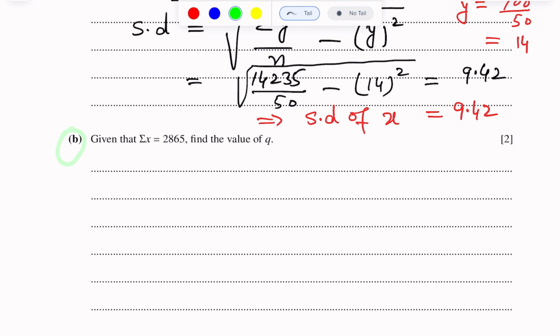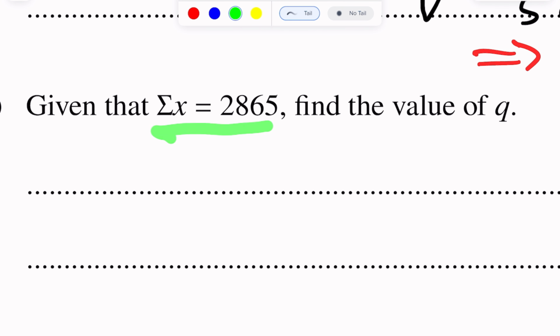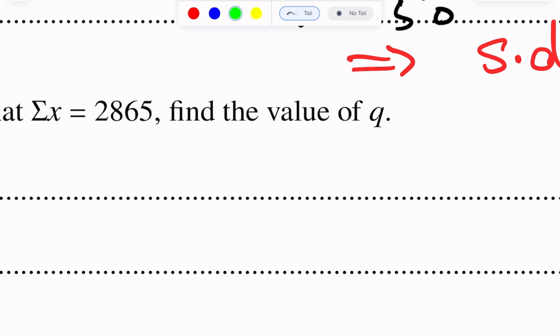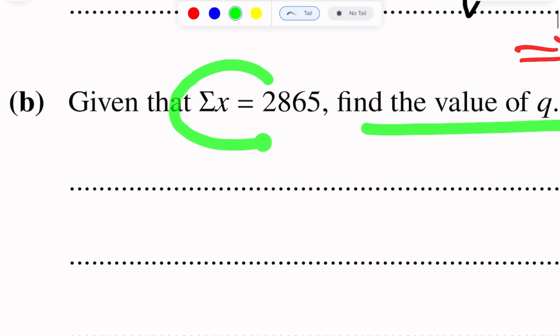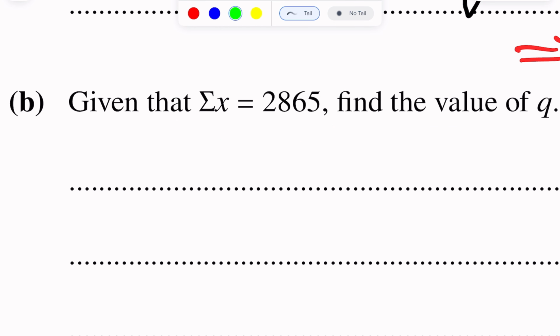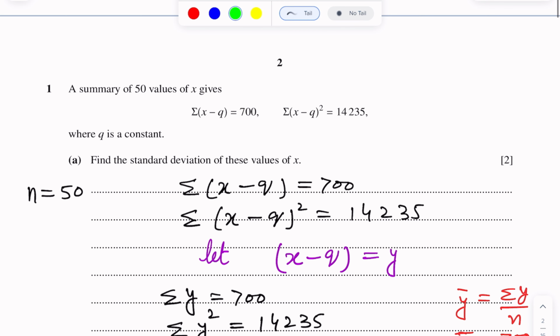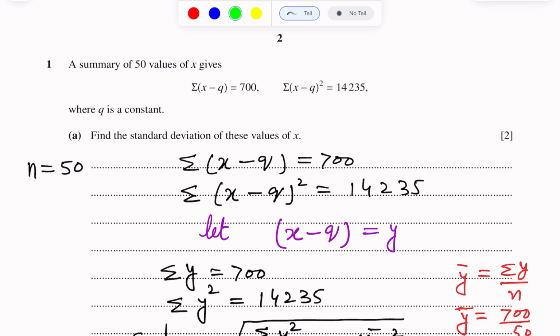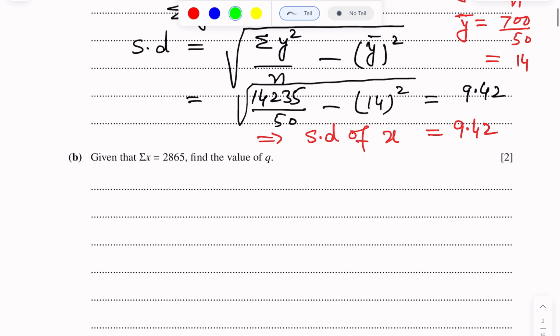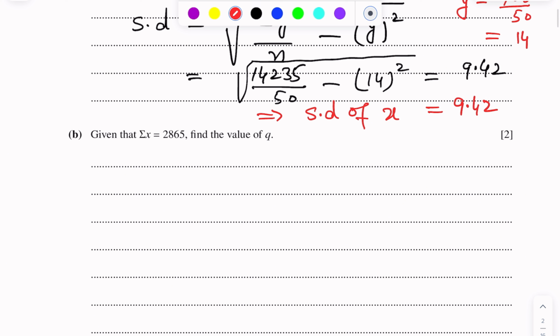Now, part B of this question: summation x is given, that is 2865. Find the value of q. Now we use the above relation. Summation x is given. We are taking the first equation, summation of x minus q is equal to 700. We will use this equation to find the value of q.